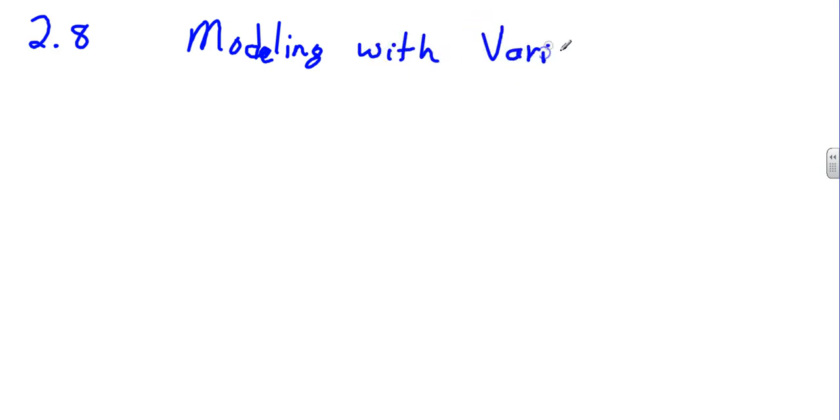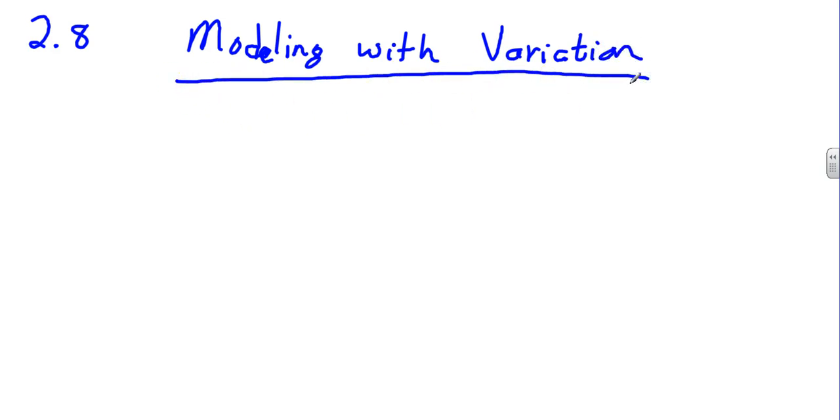is modeling the variation. And there's really two main types of variation that we're going to do. There's a third type that's just an extension of one of the first two. So there's three actual types, but there's two big main types that we're going to look at. We'll go ahead and get all three. But again, there's the two big ones, and we'll get the third one. First one we'll do is direct variation.